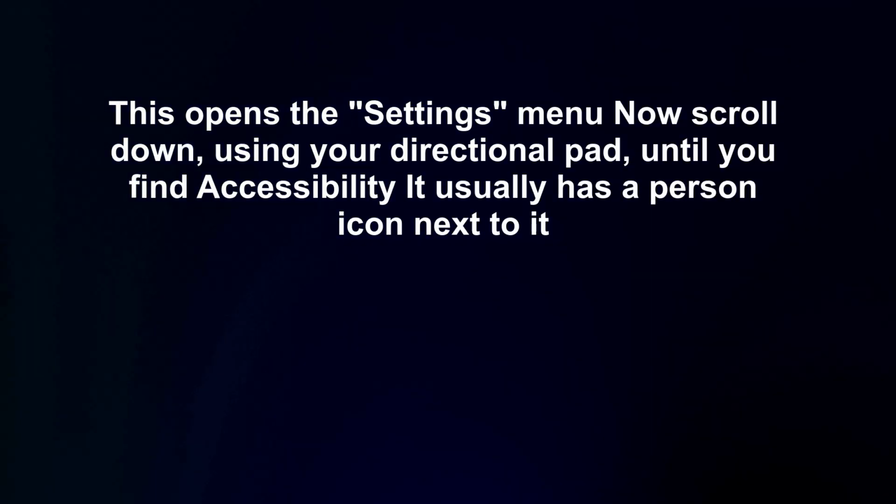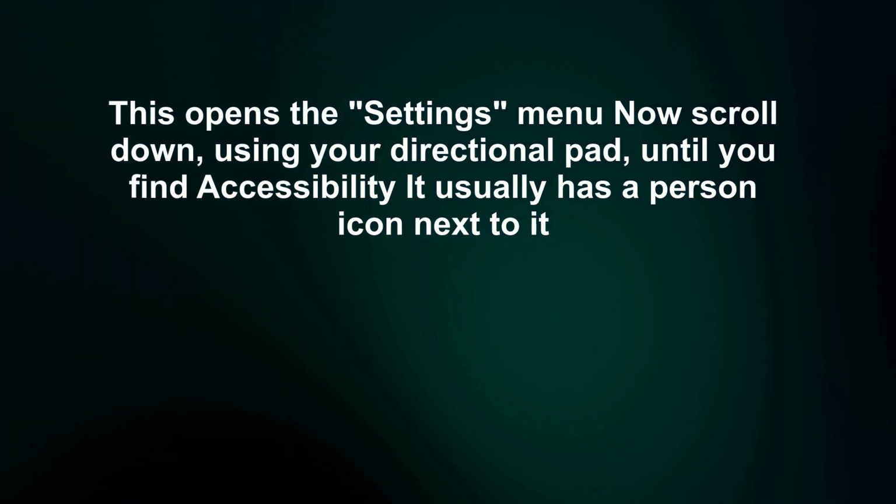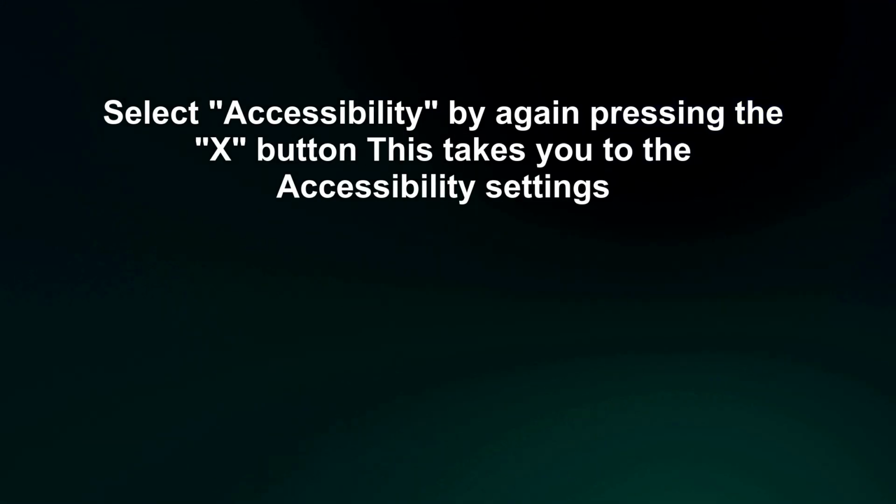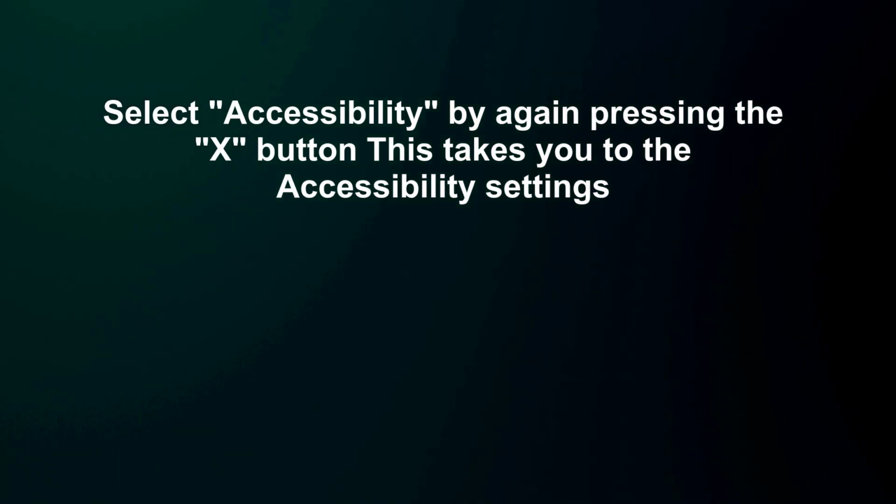Now scroll down, using your directional pad, until you find accessibility. It usually has a person icon next to it. Select accessibility by again pressing the X button. This takes you to the accessibility settings.